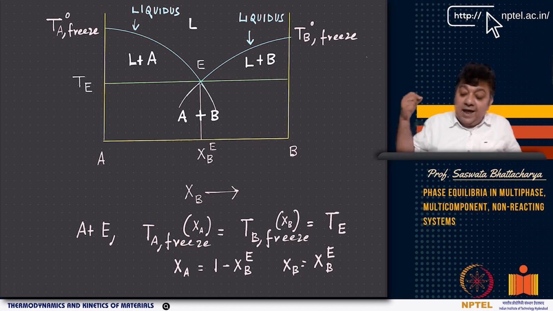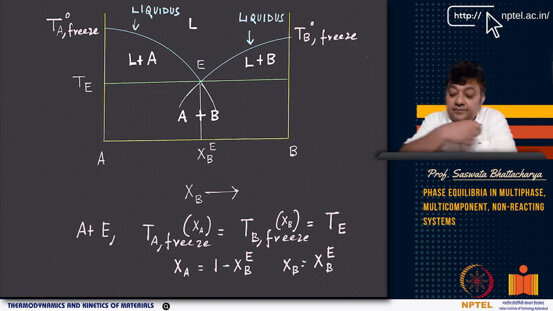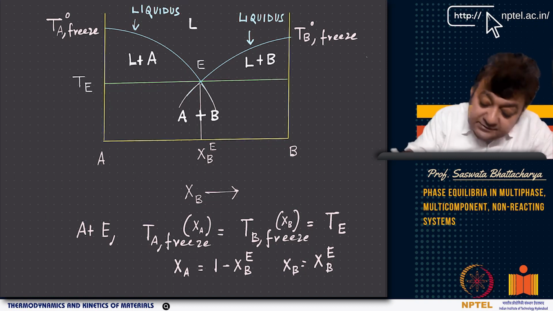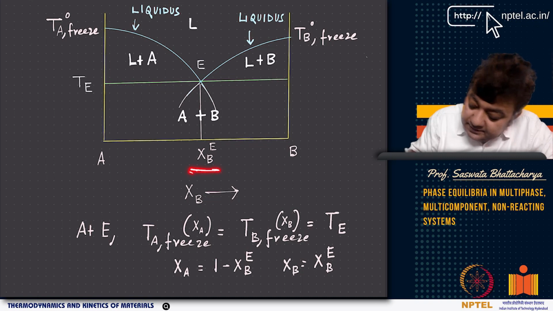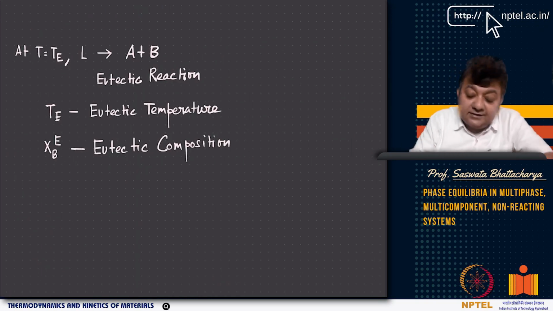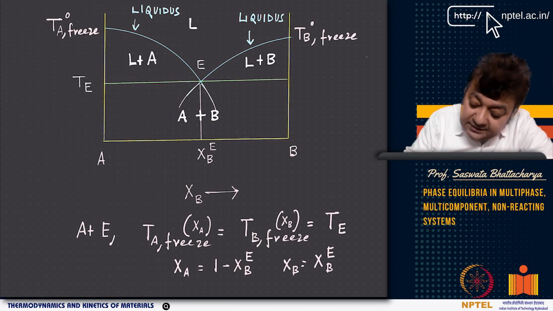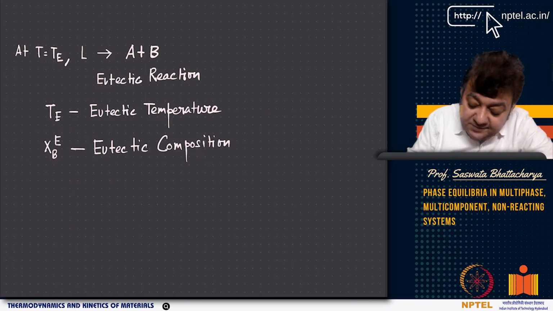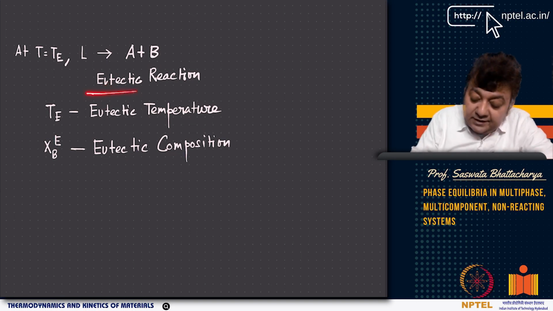The composition of the eutectic, the composition at E, is XBE. So XB is XBE, and XA is nothing but 1 minus XBE. So at T equal to TE, as you can see here, the liquid transforms to pure A and pure B. Liquid going to A plus B is a eutectic reaction. It's called a eutectic reaction.